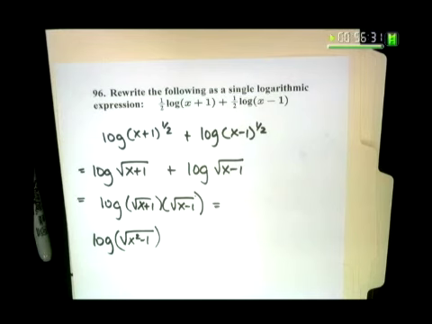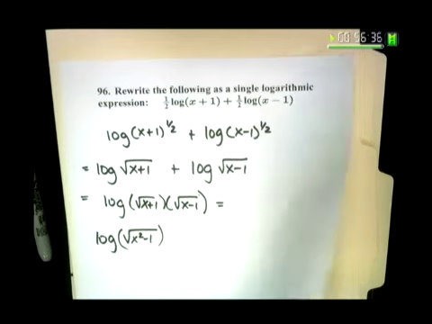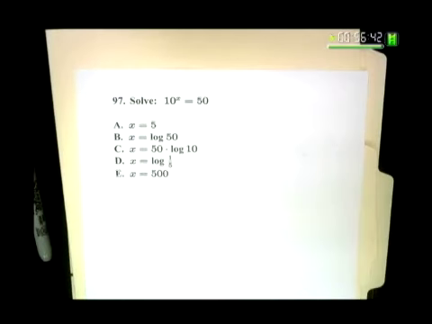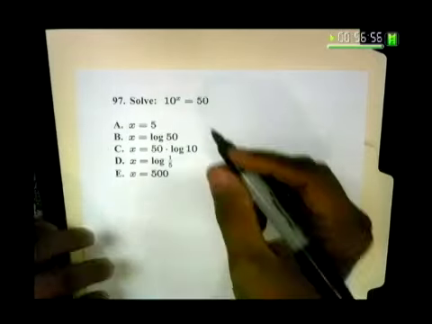We're going to do 97 and 98. 97 and 98 are about solving equations using logarithms. The main thing here is remembering the inverse relationship. The same way that you would take the square root of x squared to solve an equation with x squared, you would use the inverse. For 10 to the x, the inverse of it is log base 10.